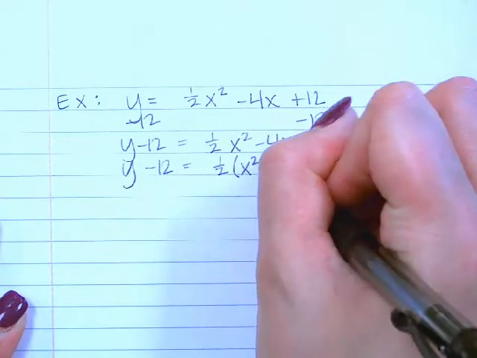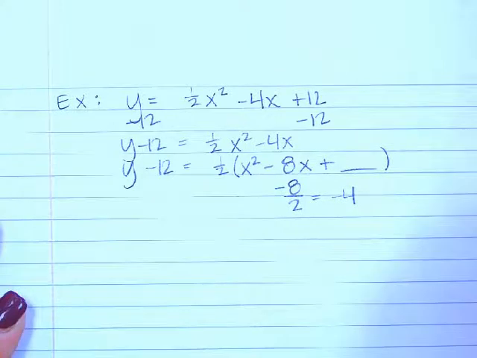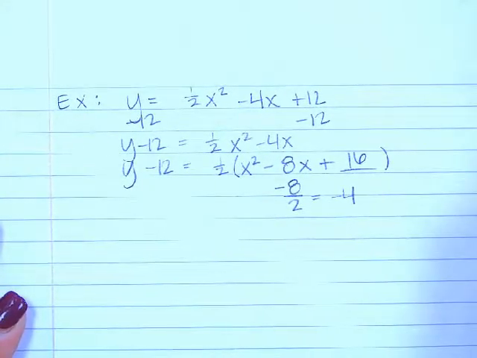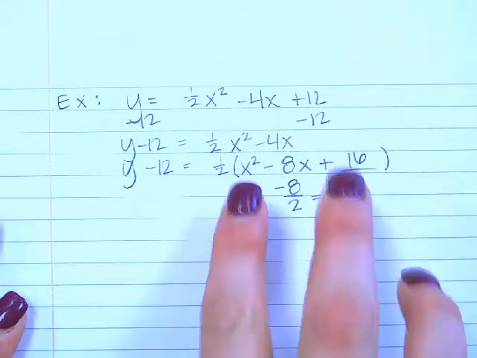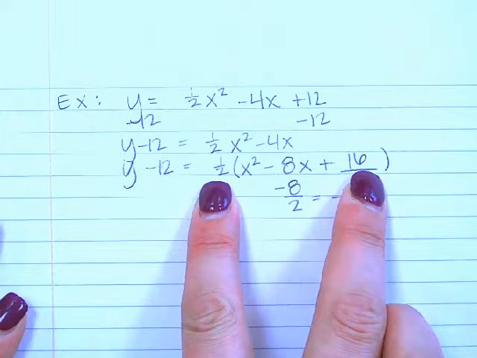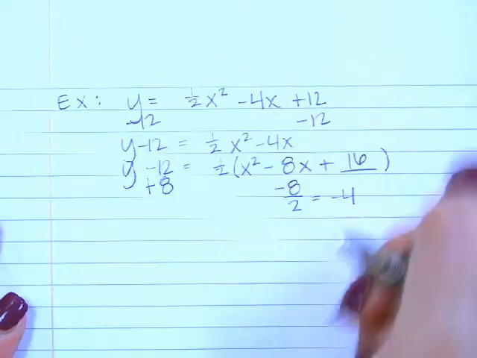So I have negative 8 divided by 2 is negative 4. Negative 4 squared is 16, so 16 is the number that completes the square. But we didn't really add 16, we actually added 1/2 of 16, which means we added 8 to the right side. So since we added 8 to the right, we're going to add 8 to the left.